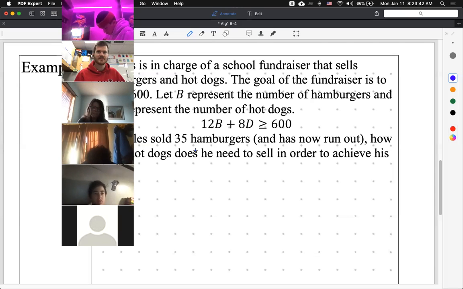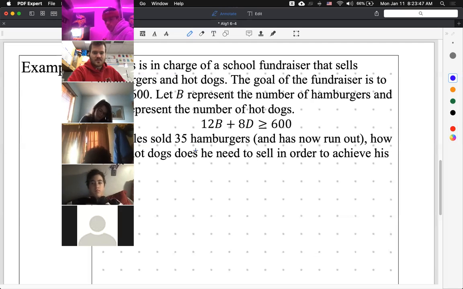I see some people have an idea because they're working on it, or maybe they're just copying down the problem. What should we do?